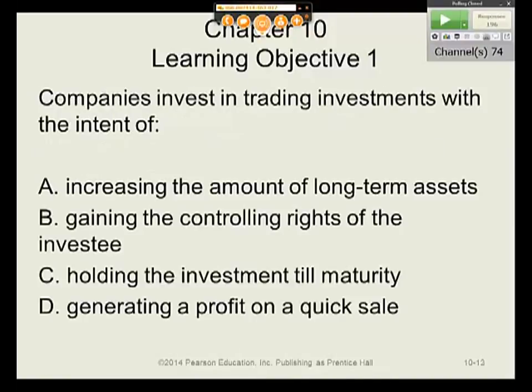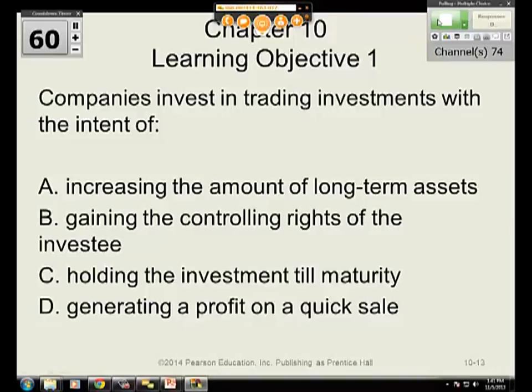I'm going to skip that one. Okay, here we go. Let's go to the third. Companies invest in trading securities with the intent of, all right, here we go. Now these should be easy. These are short learning objectives. You only have to remember stuff for like 6 minutes or less.